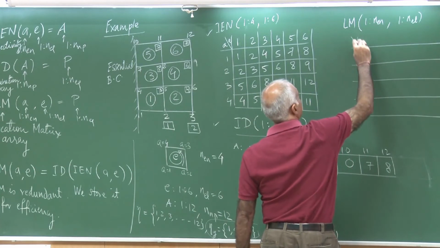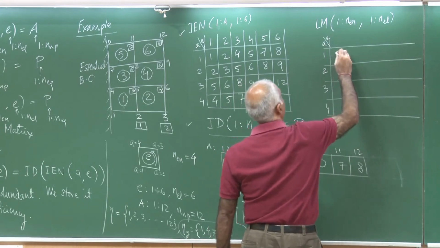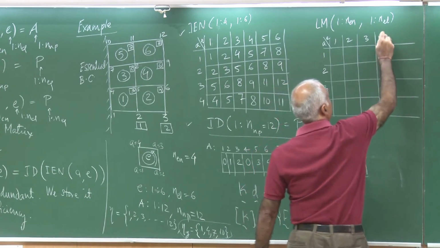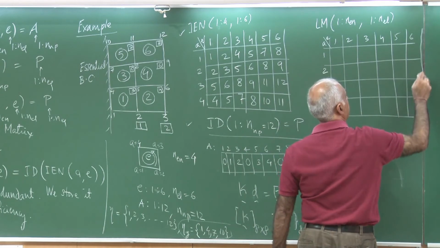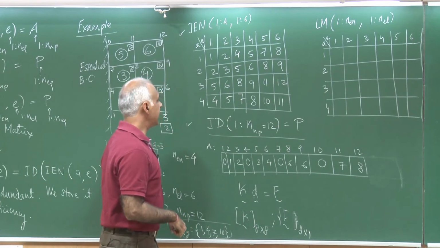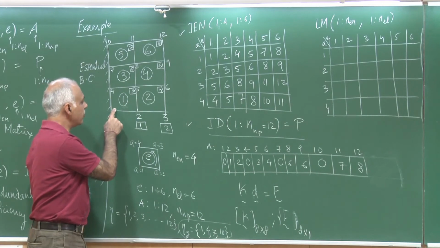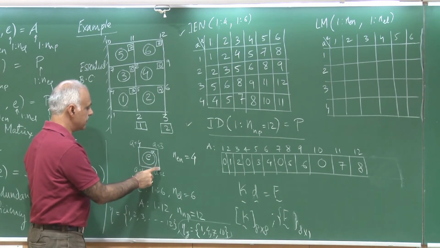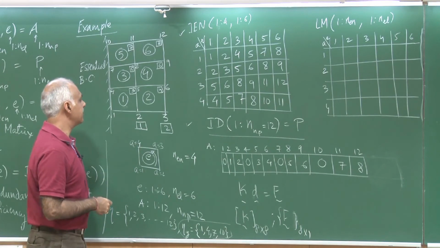So, this is A going from 1, 2, 3, 4 and my element numbers are 1, 2, 3, 4, 5, 6. Essentially I want to go to the first element, and go through the local node numbers A equal to 1, 2, 3, 4, and write down what the global equation numbers are.